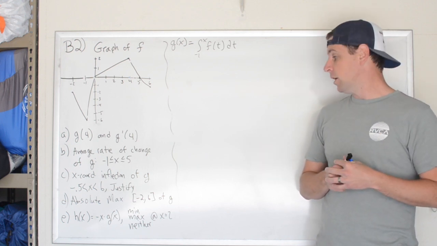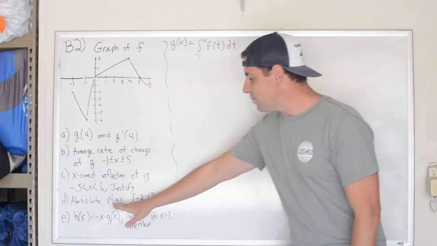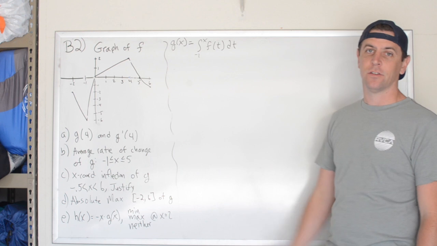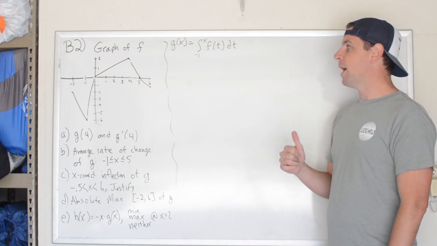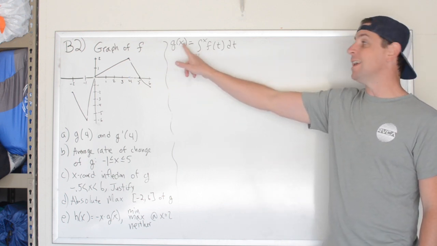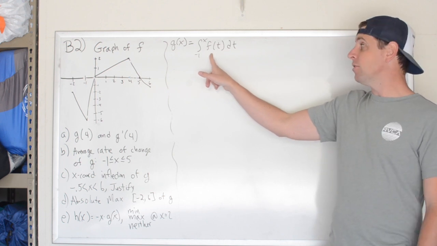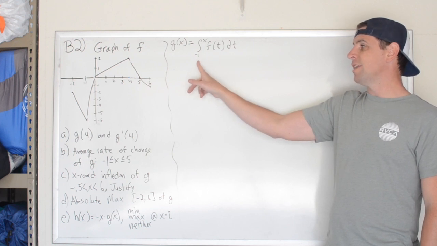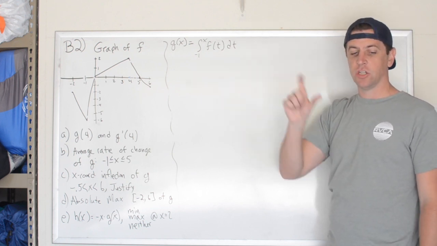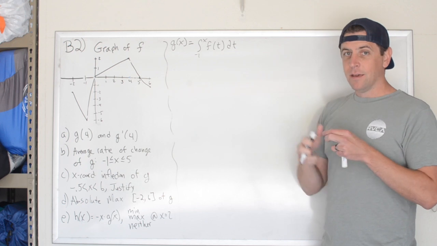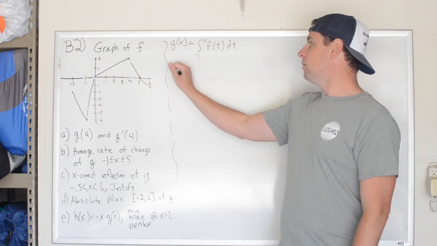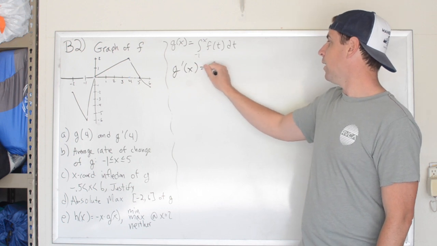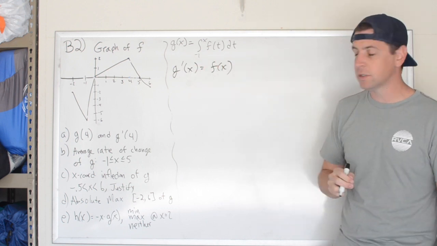Here, we're looking for the absolute max over the interval -2 to 6 of G of X. To find the absolute max, remember G of X is defined as the area under the curve for our F function. But notice our starting point is at -1, so that's going to change it a little bit. Because G of X is defined that way, we're going to continue to remind ourselves that G prime of X is equal to F of X. This is how the accumulation function works.